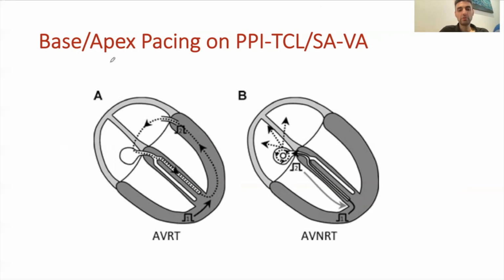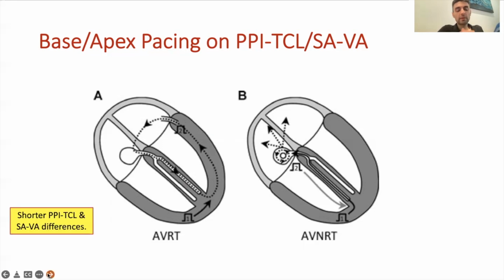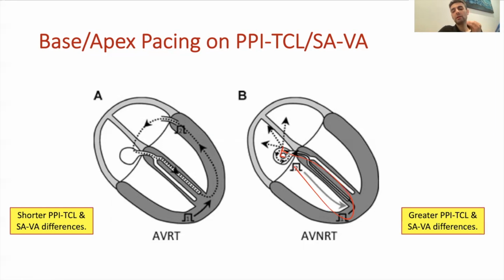So for AVRT, if you pace closer to the accessory pathway, meaning at the base, whether it's right or left, your PPI minus tachycardia cycle length would get less because you are closer to the circuit. So you get shorter PPI minus tachycardia cycle length and less SAVA difference. For AVNRT, it's the other way around. If you pace from the base, you are further away from the circuit because you have to go down and then up. So you'll have greater PPI minus tachycardia cycle length and more SAVA differences. So base apex pacing might help you figure out mostly if you have septal AVRT or AVNRT mechanism.